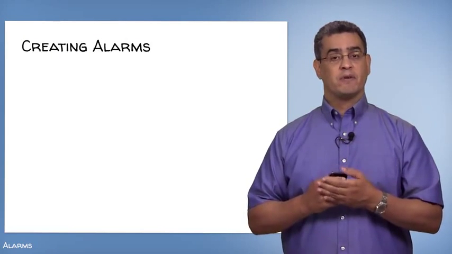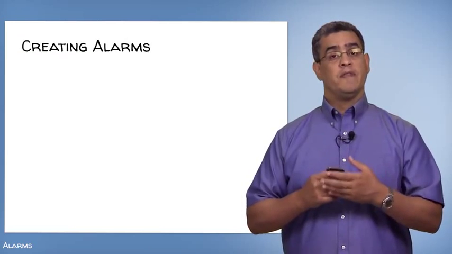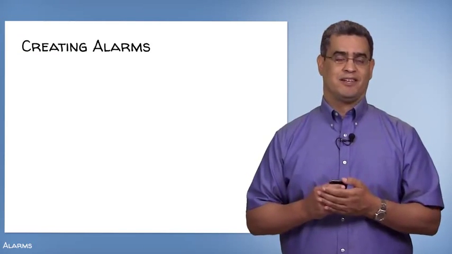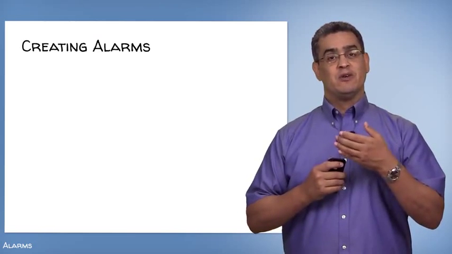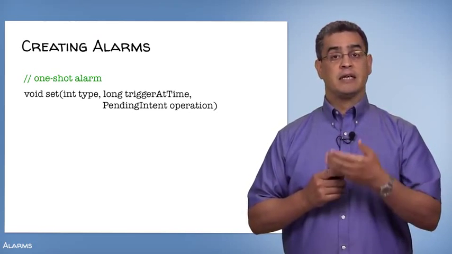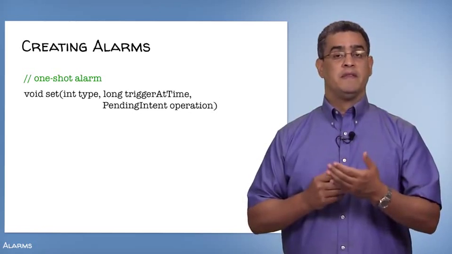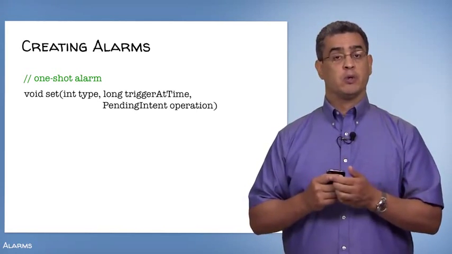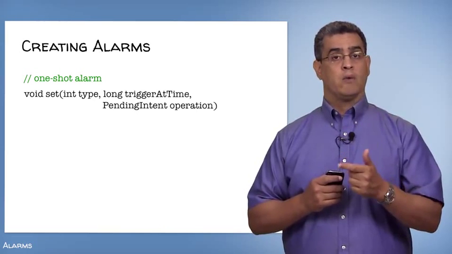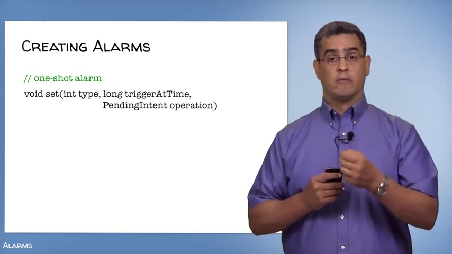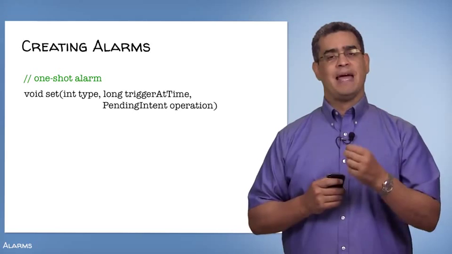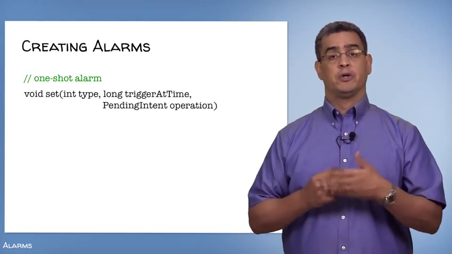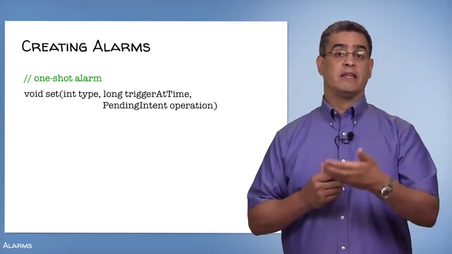And once you have a reference to the Alarm Manager, you can then use some of its methods to create and set alarms. For instance, you can use the set method to set a single alarm. And this method has three parameters: a type, which we'll discuss shortly, a long, representing the time at which the alarm should go off, and a pending intent, which encapsulates the operation that should occur when the alarm finally does go off.